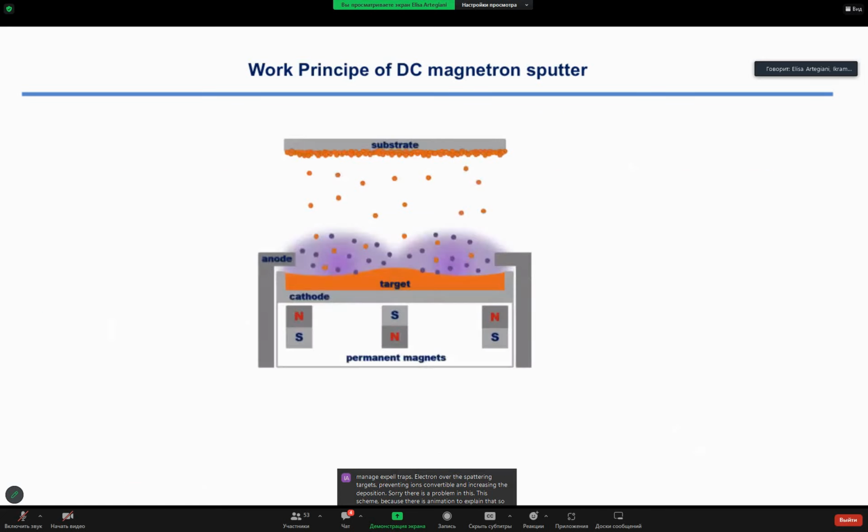So what is the role of the magnetic field in magnetron sputtering? A magnetic field is used to confine the electrons close to the target, which improves the ionization at low pressure. So this increases the plasma density and allows sputtering at low pressure and voltage.